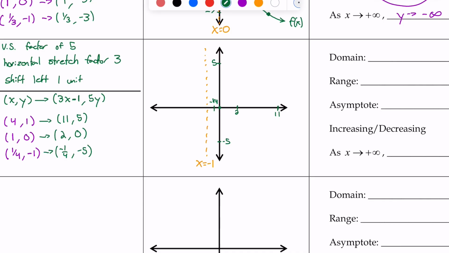Now plot the points. So 11 and 5 was your first point. 2 and 0. And -1/4 and -5. Let's see if I can connect my dots. Not bad. Okay, and that's f of x.